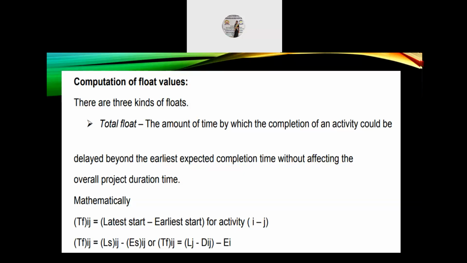The first one is total float. The amount of time by which the completion of an activity could be delayed beyond the earliest expected completion time without affecting the overall project duration time is the total float. Mathematically, TF, total float, is equal to latest start minus earliest start for activity i-j. So, in short, TF of activity i-j is equal to LS, the latest start of the activity i-j, minus ES, the earliest start of the activity i-j.